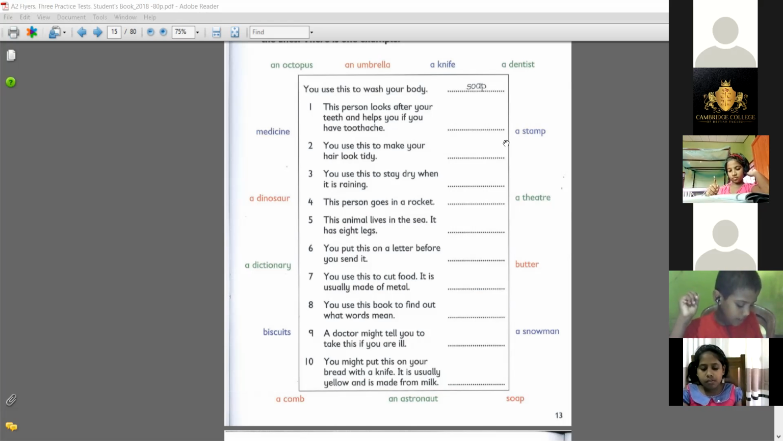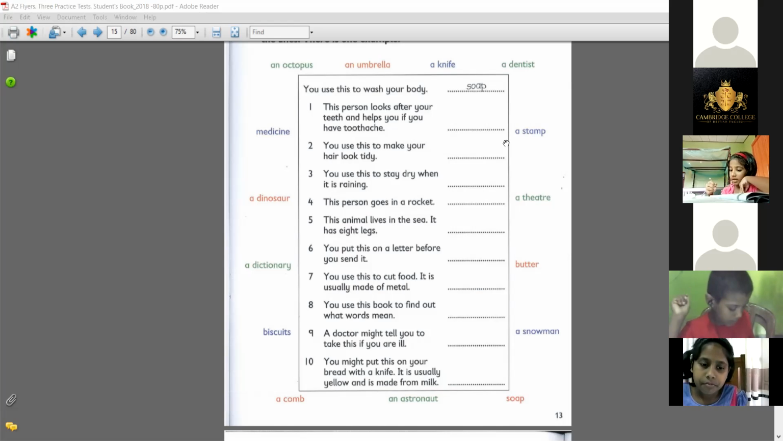The sixth one. You put this on a letter before you send it. A stamp. The seventh one is you use this to cut food. It is usually made of metal, a knife. The eighth one is you use this book to find out what words mean, a dictionary. The ninth one is a doctor might tell you to take this if you are ill, medicine.